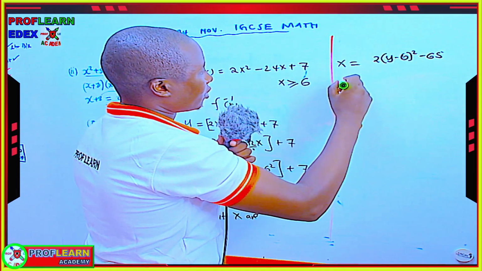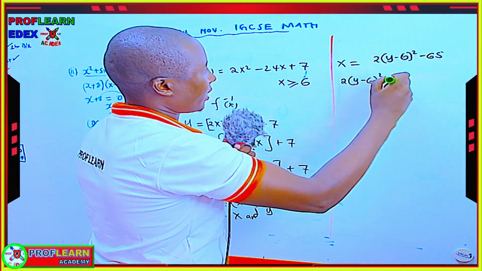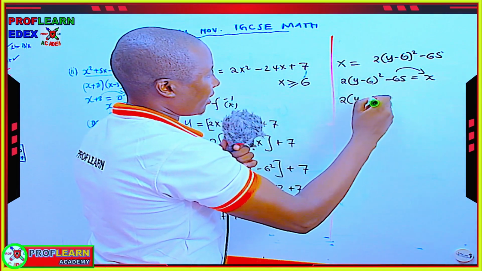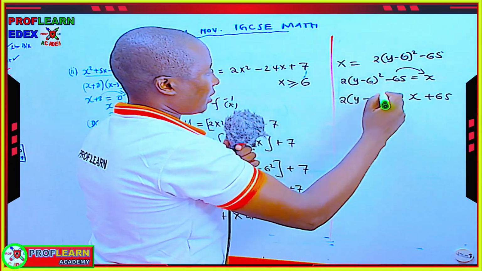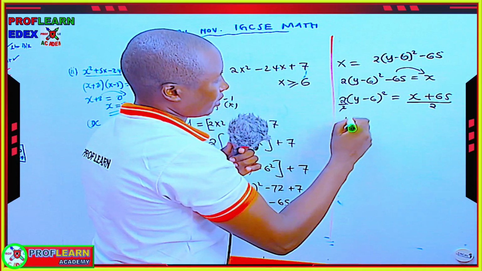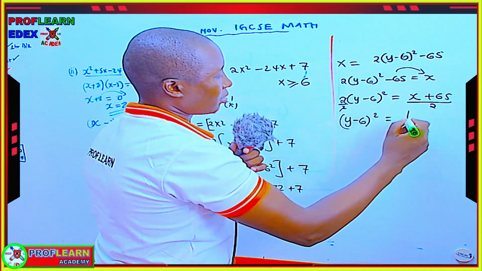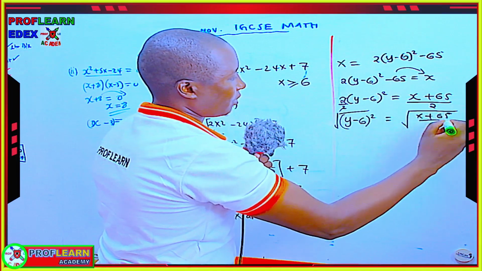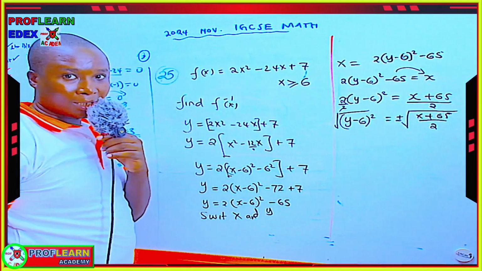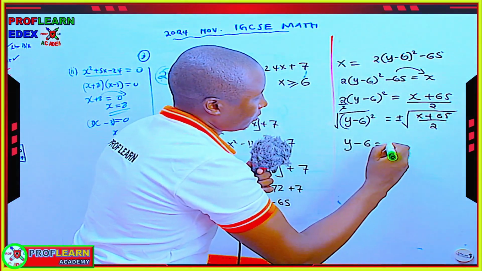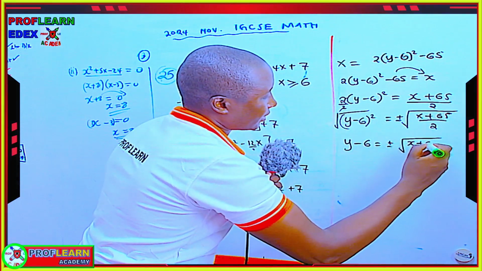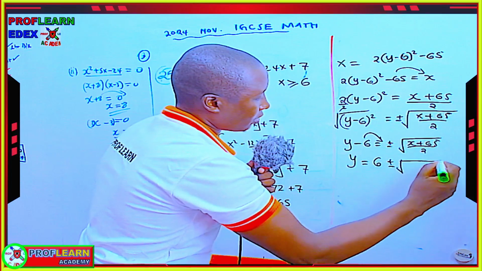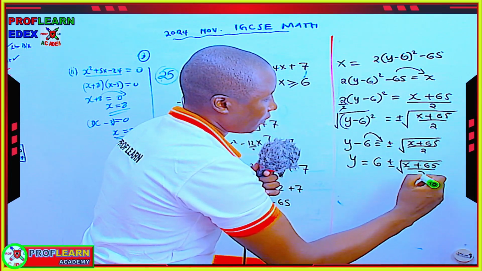So this is 2 into y minus 6 squared minus 65 is equal to x. We take 65 to the other side. So we have 2 into y minus 6 squared is equal to x plus 65. Then we divide by 2, and the 2 cancels out. We shall have y minus 6 squared is equal to x plus 65 over 2. Then we find the square root of both sides, plus or minus. So we shall have y minus 6 is equal to plus or minus square root of x plus 65 divided by 2. We take the 6 to the other side. We shall have y equals 6 plus or minus square root of x plus 65 over 2.